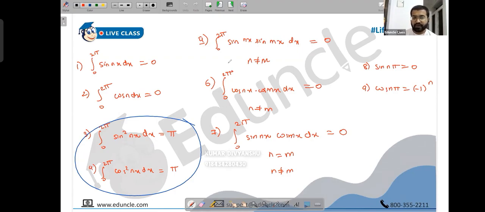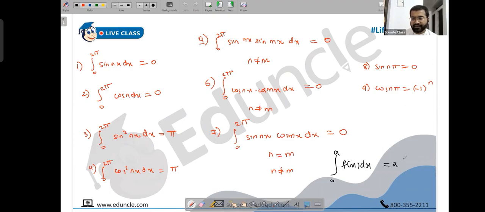Definite integration formula, where you can use 0 to a of f of x dx. You can convert it into half cycle. Like you can write this as twice of 0 to a by 2 of f of x dx, provided conditions apply. What is the condition? f of x is an even function?